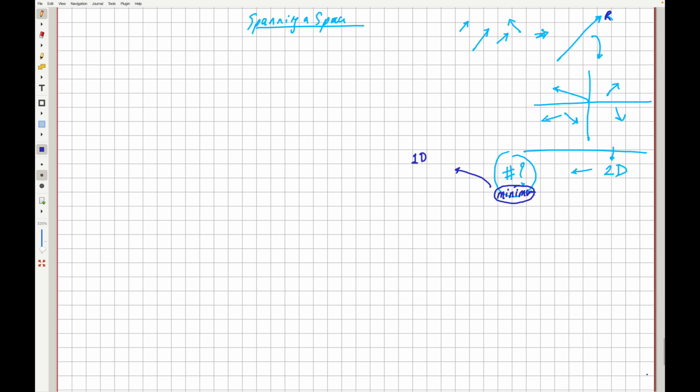So if we have a 1D space, then we just need one such vector. If we have a 2D space, then we need two such vectors. If we have a 3D space, then we need three vectors. You're probably wondering what these vectors look like and what they are called. There is a general term for describing these sets of vectors, and that is basis vectors.